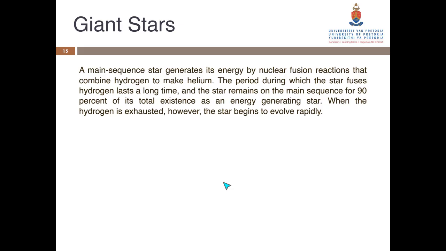A main sequence star generates its energy by nuclear fusion reactions that combine hydrogen to make helium. The period during which the star fuses hydrogen lasts a long time, and the star remains on the main sequence for 90% of its total existence as an energy-generating star. When the hydrogen is exhausted, however, the star begins to evolve rapidly.